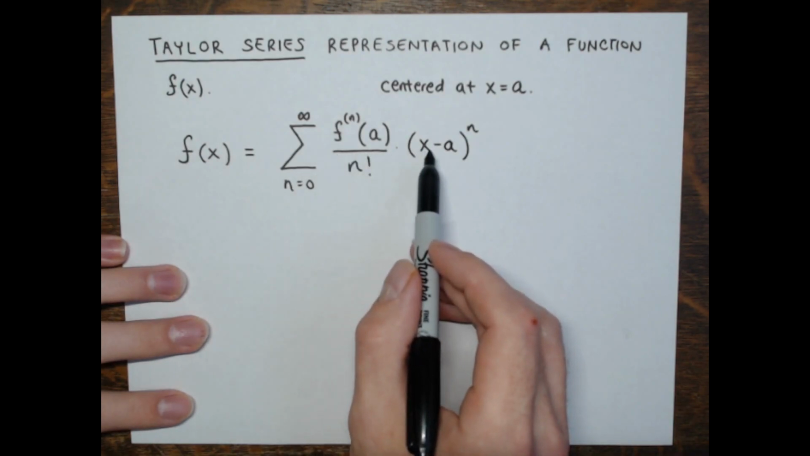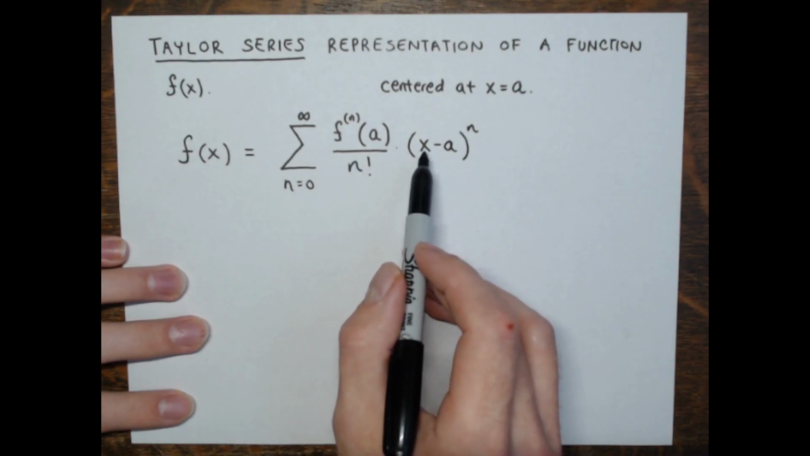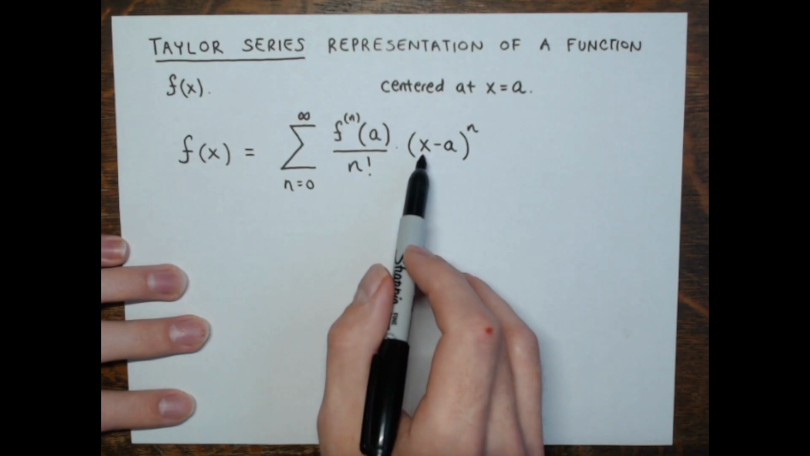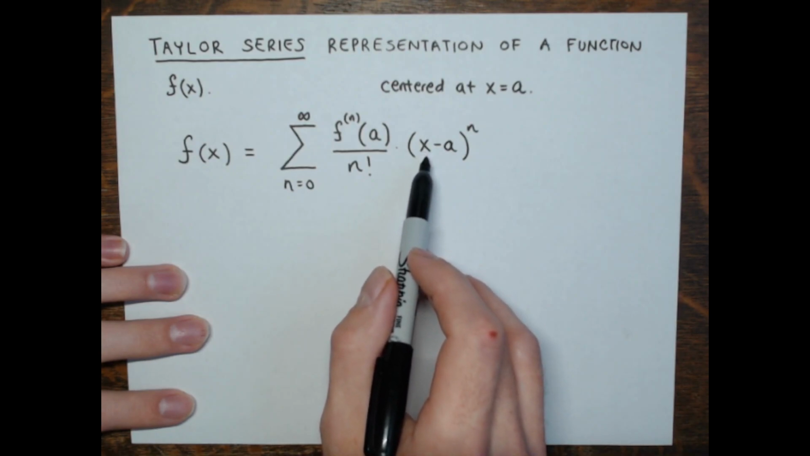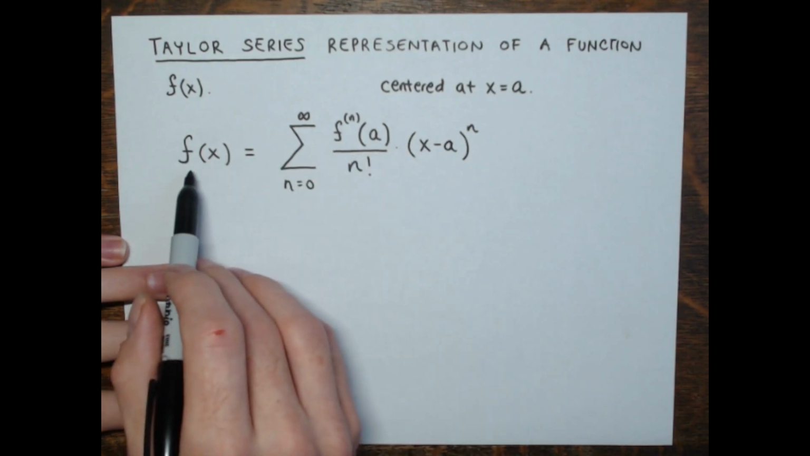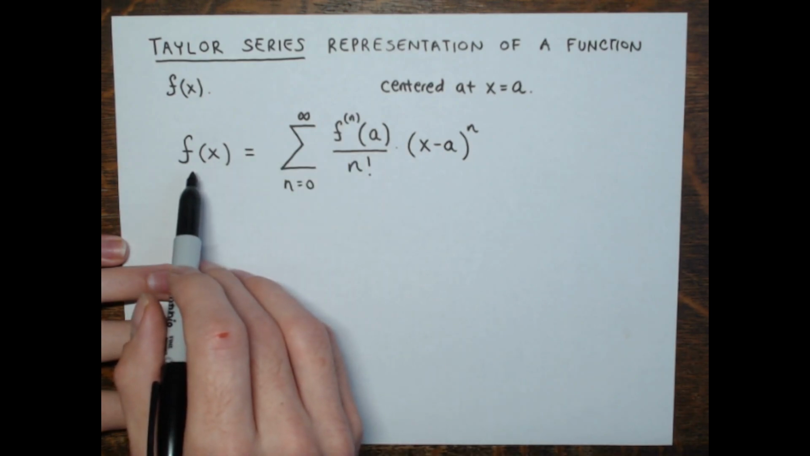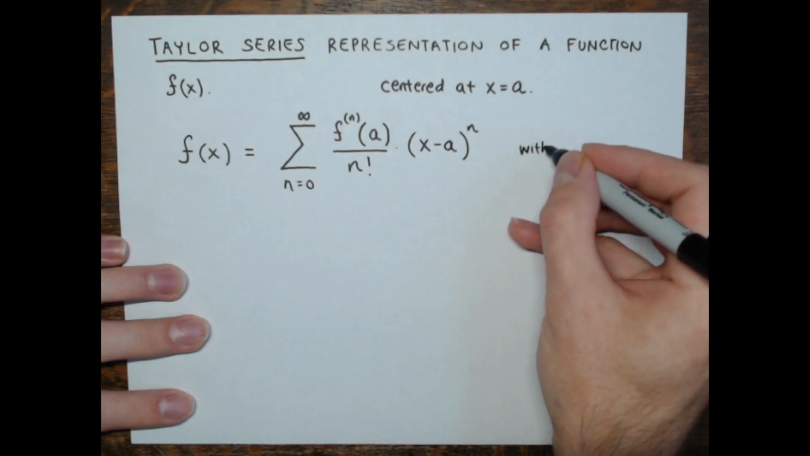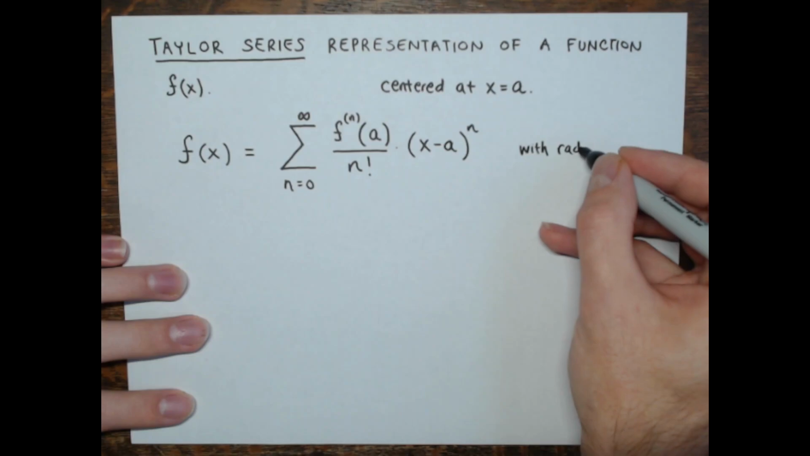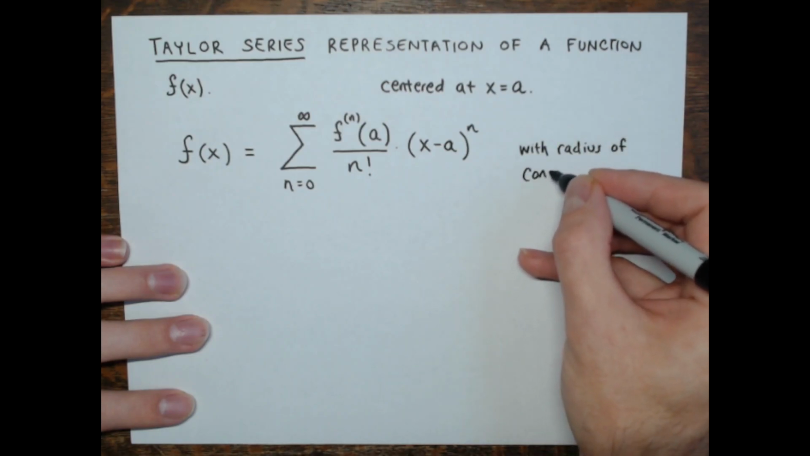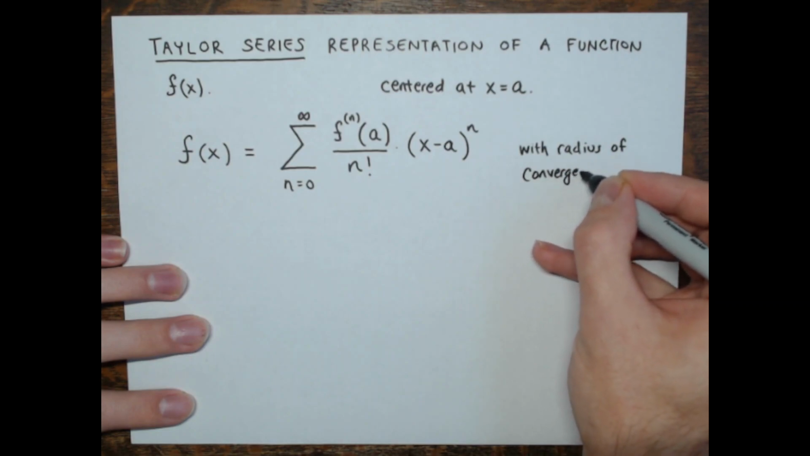And not only will we be able to represent the function as a power series centered at some value a like this, but we'll then also have to find the interval of convergence and radius of convergence, right? The power series doesn't always converge to some function value. It might diverge. So I'll say out to the side here with radius of convergence r, which we'll have to find sometimes, right?